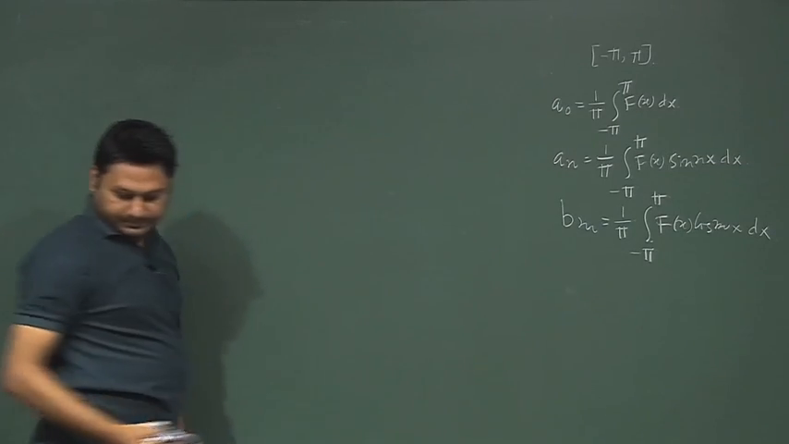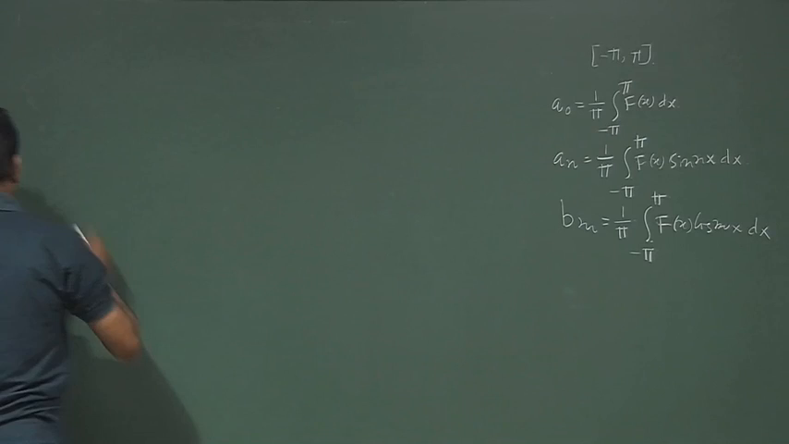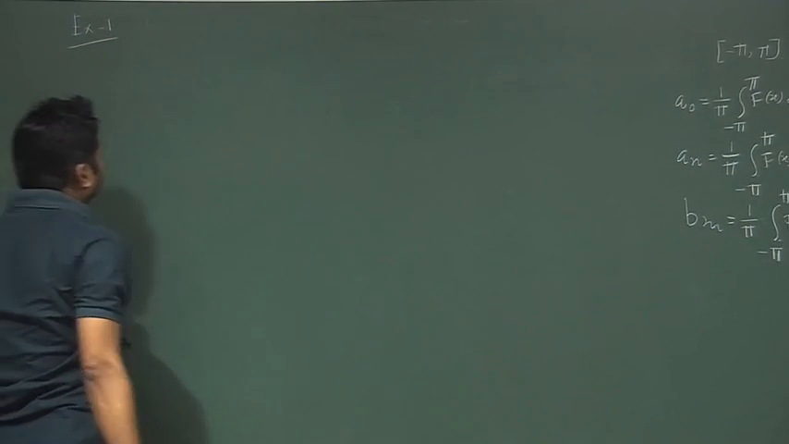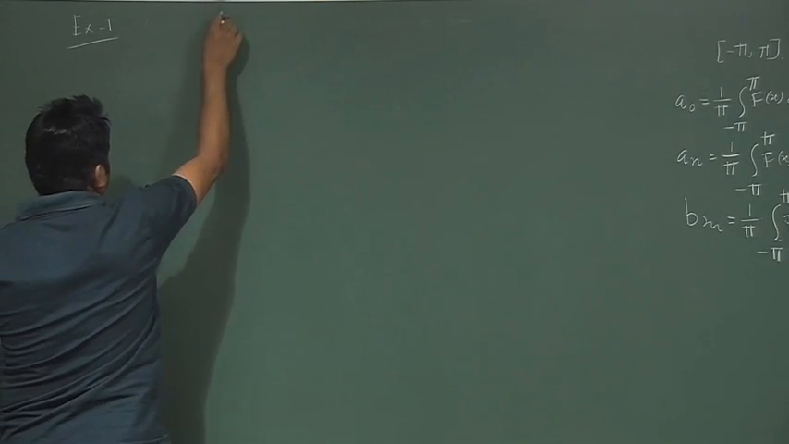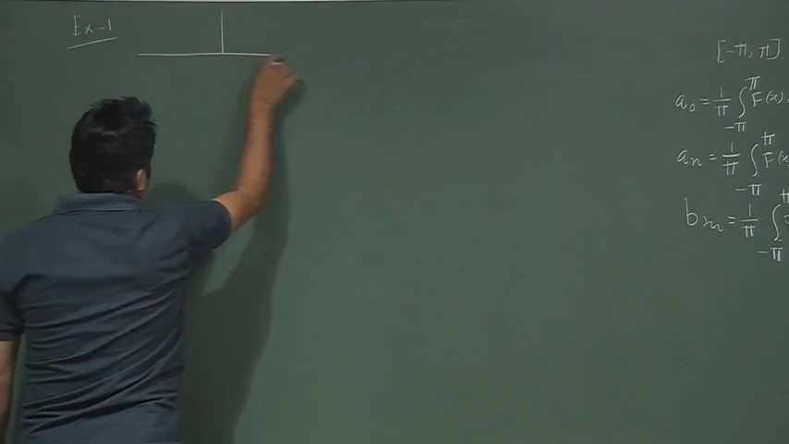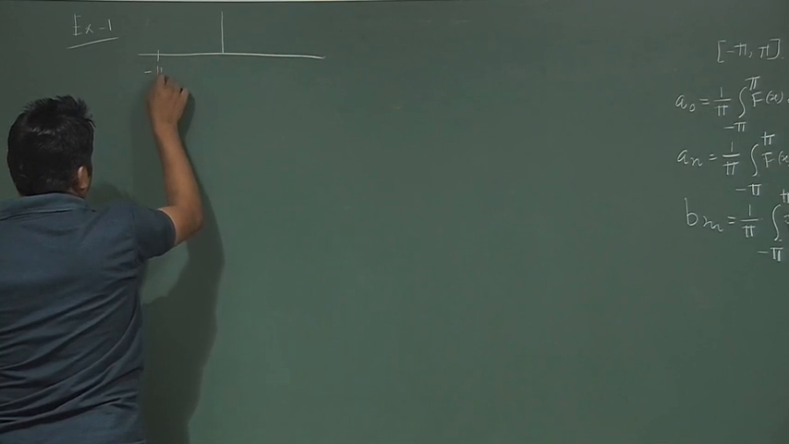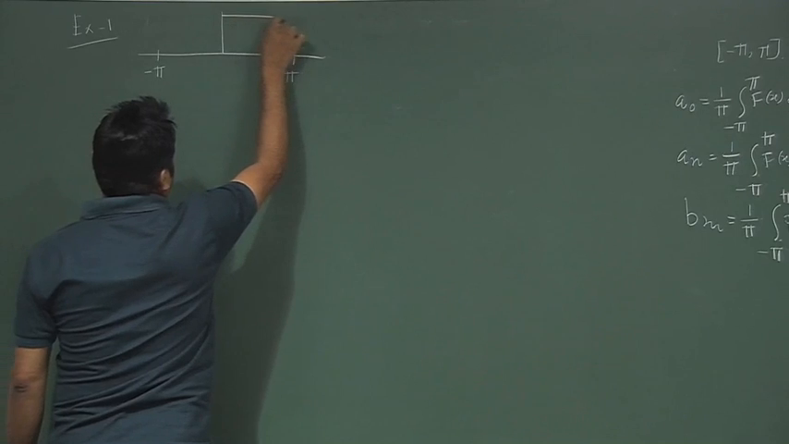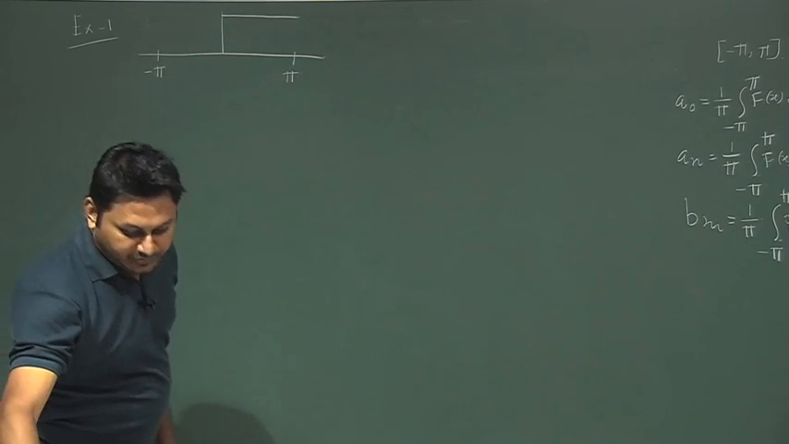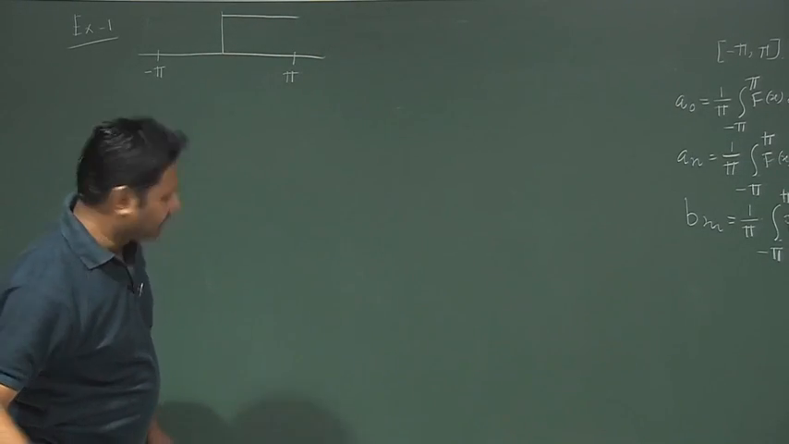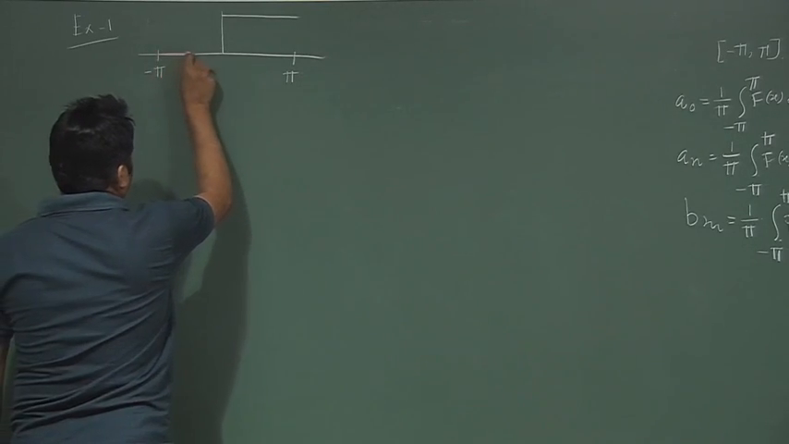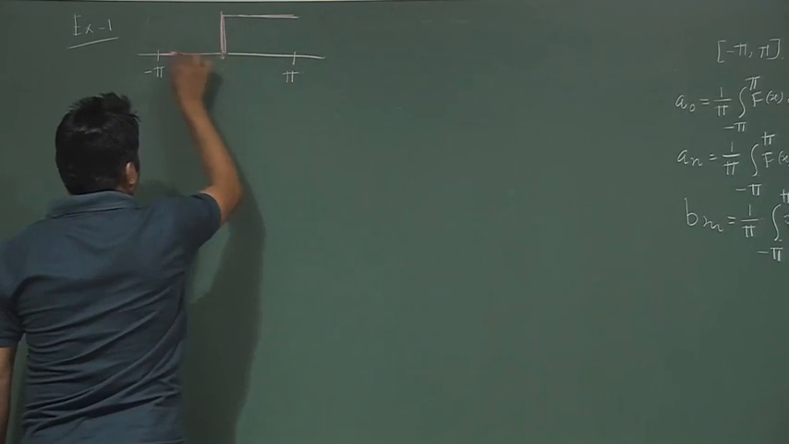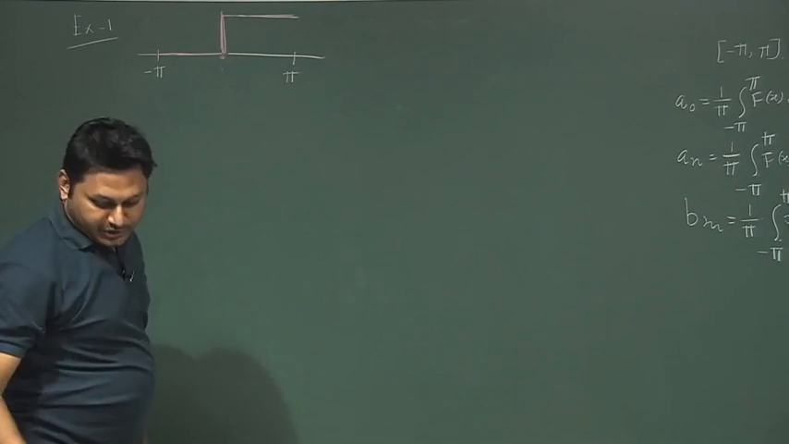Say example 1. Let us take a function. This is minus pi, this is pi, and the function is defined like this. If I use another color to draw the function, it should be something like this. This red one is the function.